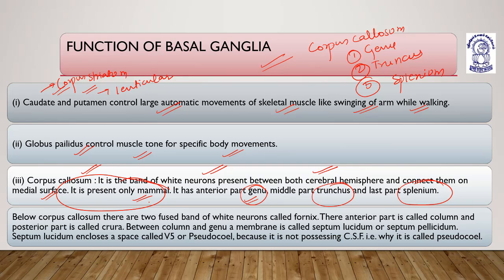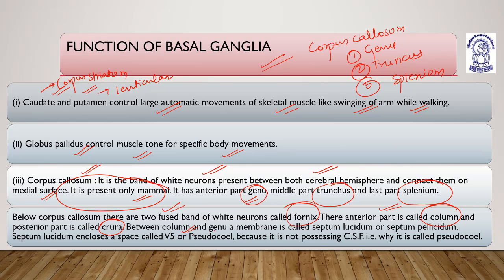Below corpus callosum, there are two fused bands of white neurons which are known as fornix. Their anterior part is called column and posterior part is called crura. So column and crura are the parts of fornix. Fornix is a band of white neurons. These bands of white neurons are fused and they are present just below corpus callosum.